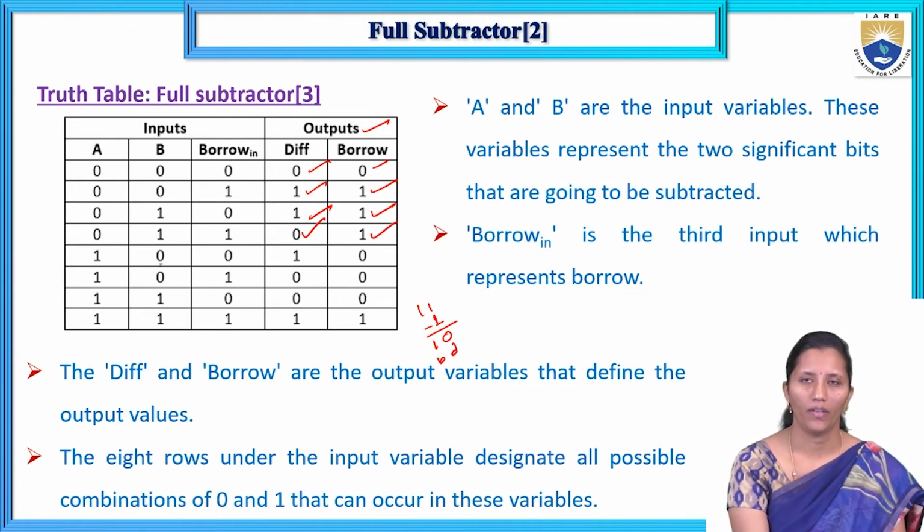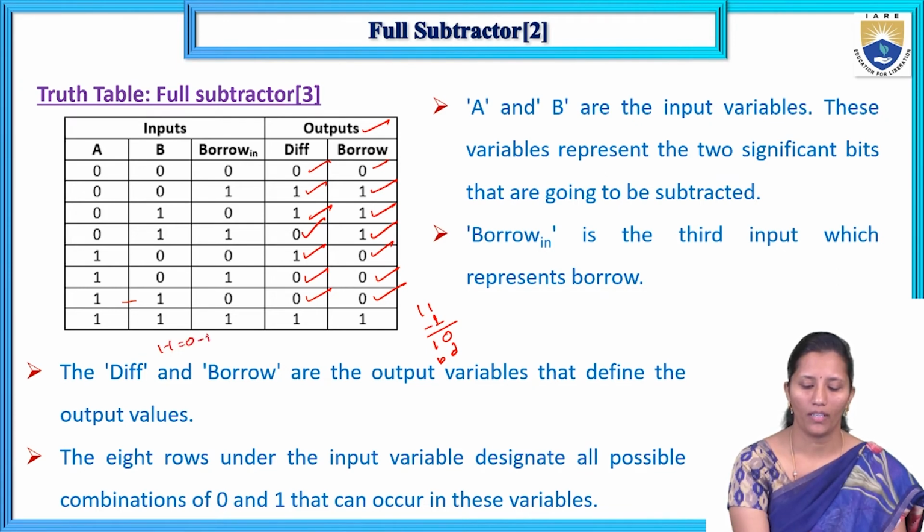1 minus 0 is 1, 1 minus 0 is 1. So difference is 1. We are not taking any borrow here. And 1 minus 0 is 1. 1 minus 1 is 0. So difference is 0, borrow is 0. In 1, 1, 0, for 1 minus 1, here 1 minus 1 is 0. 0 minus 0 is 0. So difference is 0, borrow is also 0. 1 minus 1 is 0.